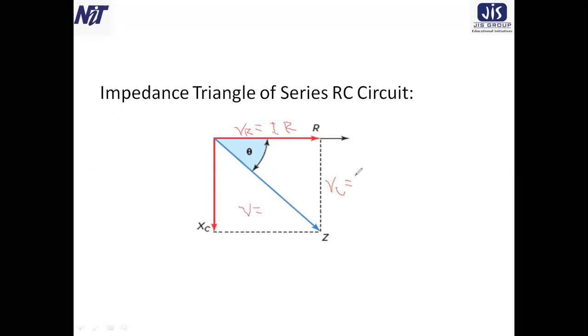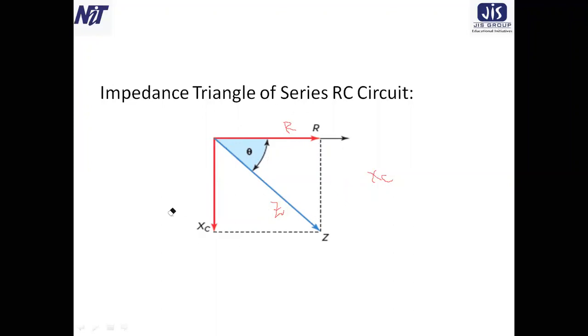What is VC? This is nothing but IXC. And what is V? The supplied voltage or applied voltage, V into Z. So we just write all the voltage equation here in this phase, along the phase. Now the next job, just remove this V and I. Just remove this V equals to I into Z. Just remove this part.